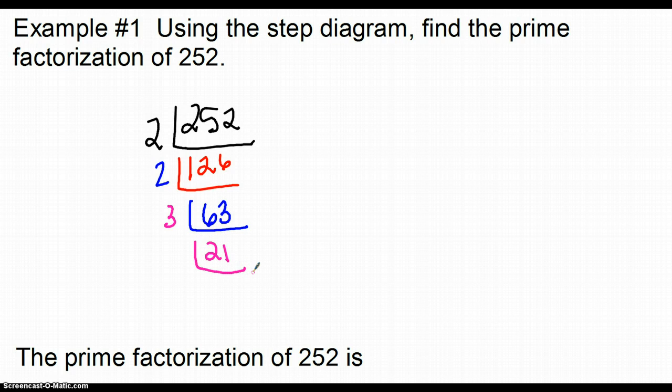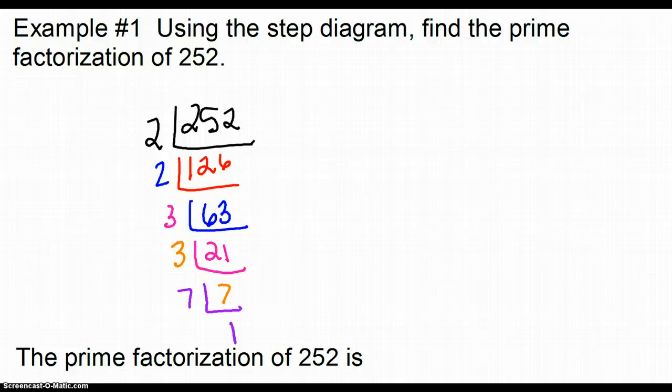Draw my line. Then I think of another factor that's prime. I'm going to do 3 again, which is 7. And then lastly, 7 goes into 7 one time. So I can stop when 1 is at the bottom.